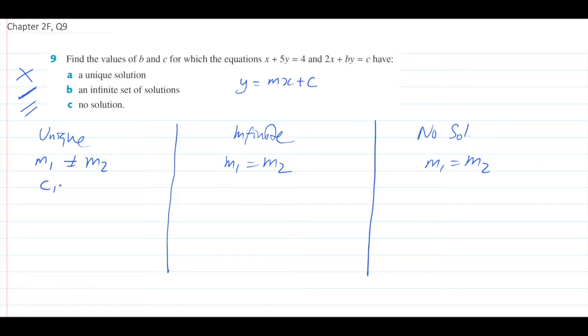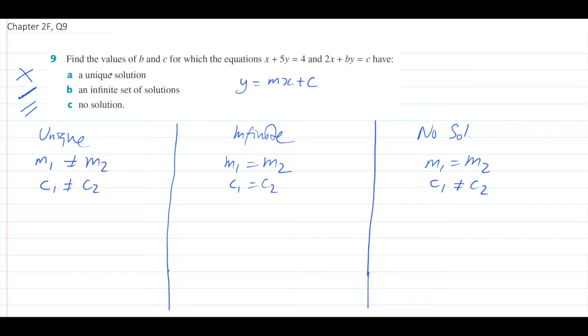So the c value in this case does not matter for a unique solution because for unique solution, the only thing that matters is your gradient, okay? As long as they're not parallel, then you will always get an intersection somewhere. For infinitely many solutions, you need to have the same line, and for your two lines to be exactly the same, that means your c values have to also be the same, and no solution is just the opposite. C values cannot be the same, or else they'll be the same line, right? So that's it. We've set the criteria for these 3, and we can now start solving the question.